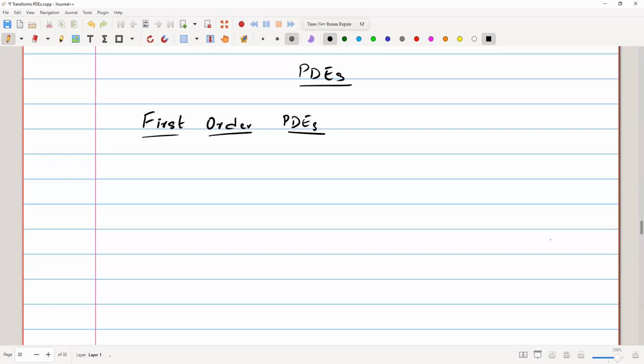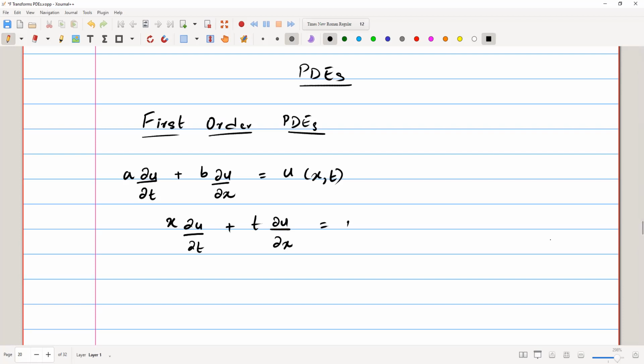Okay, so first of all, for the first order equation, we have an equation of the kind a times ∂u/∂t plus b times ∂u/∂x equals some function of u, which may also be a function of x and t. If it's a linear first order equation, then a and b can simply be functions of t and x. For instance, we can have x ∂u/∂t plus t ∂u/∂x equals u.